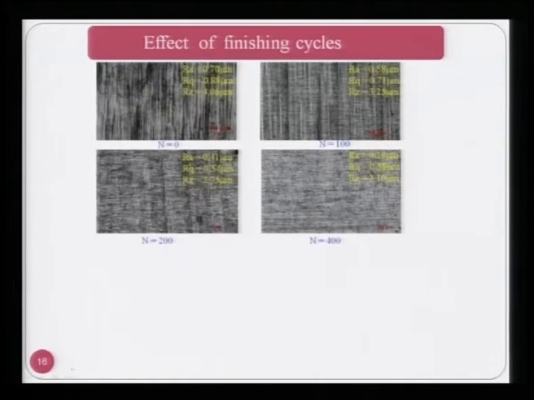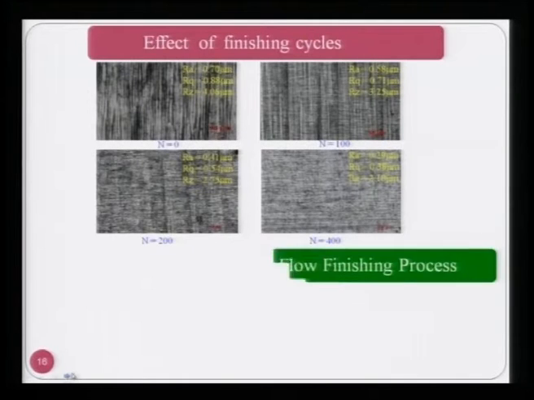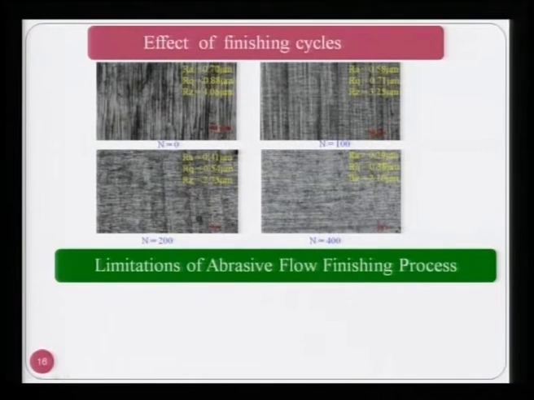Effect of finishing cycles. Now, this clearly shows the effect of finishing cycles. This is the initial surface after grinding, then after 100 cycles it was finished, and you can see that from 0.70 micrometer RA value, a surface finish of 0.58 micrometer has been achieved. If you further continue, then after 200 cycles you get 0.41 micrometer as RA value, and after 400 cycles you get a much better surface finish, as you can compare here between these two, initial and final, and the surface roughness value goes down to 0.29 micrometer.